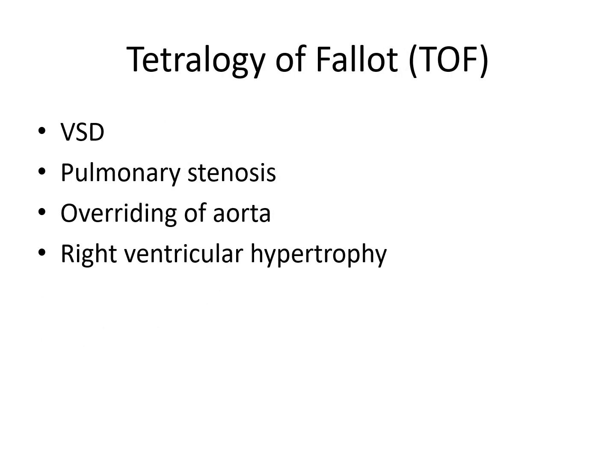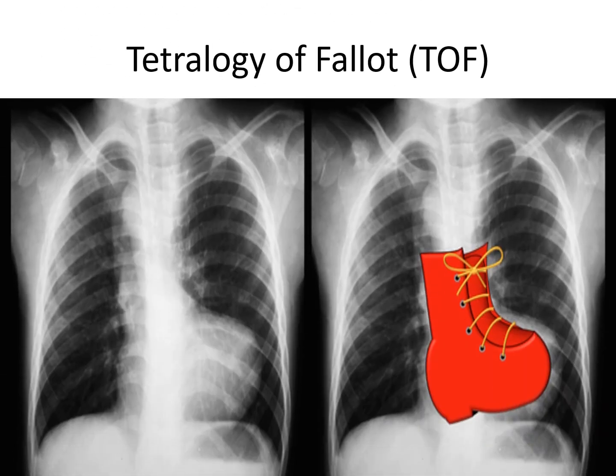Now the tetralogy of Fallot, which is the most common type, has 4 components: VSD, ventricular septal defect, pulmonary stenosis, overriding of aorta, and right ventricular hypertrophy. So let's discuss one by one.